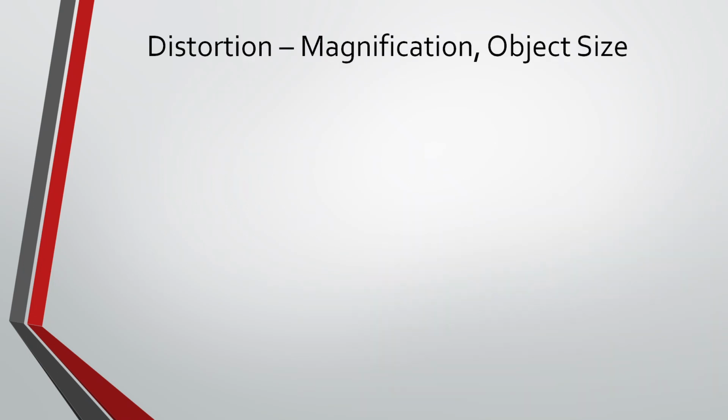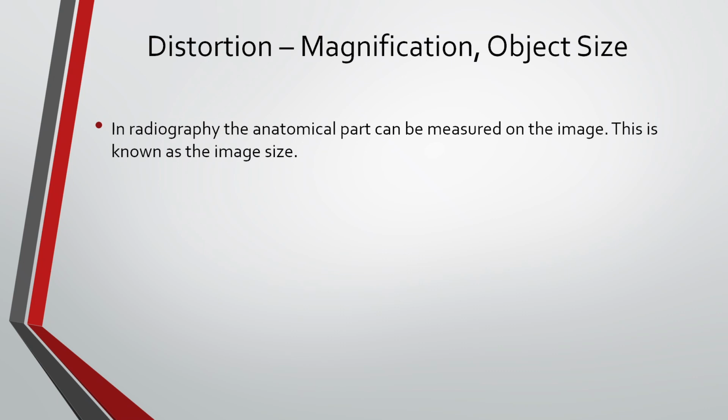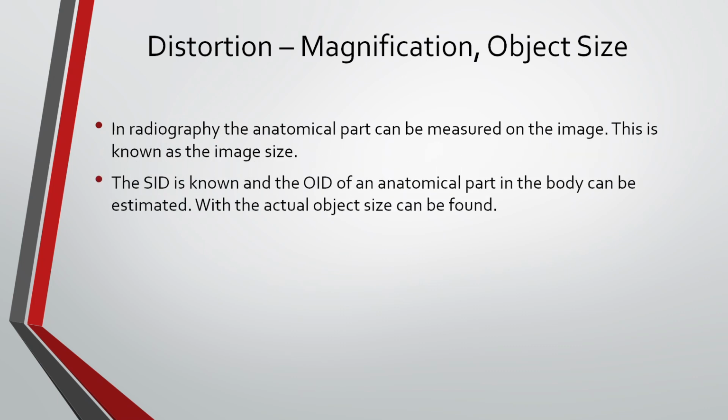Distortion, magnification, and object size. In radiography, the anatomical part can be measured on the image. This is known as the image size. Okay, so we can measure the size of the part that's represented on the image, and we call that image size.